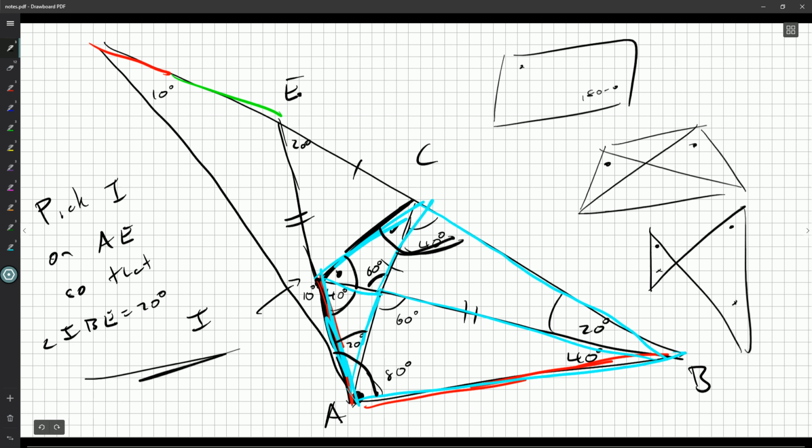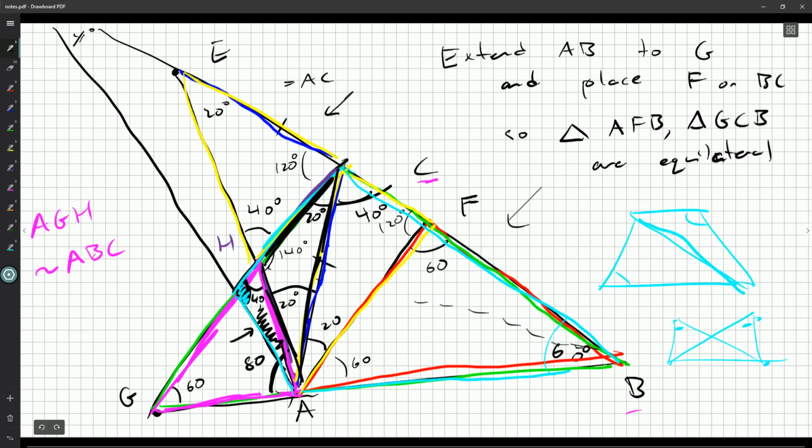So we pick I on here. So, I mean, all this was interesting with the 60 degrees and the equilateral triangles. I don't think it really goes anywhere. It did motivate me to think maybe H was here, and that might be the case. I don't think H is here. I think H and I are actually in different spots.